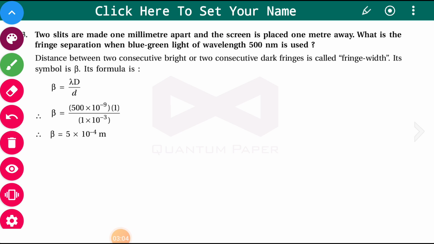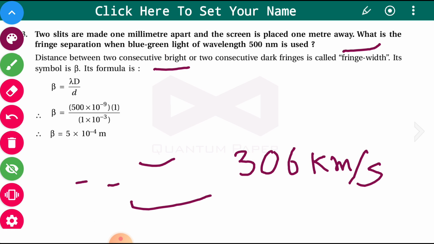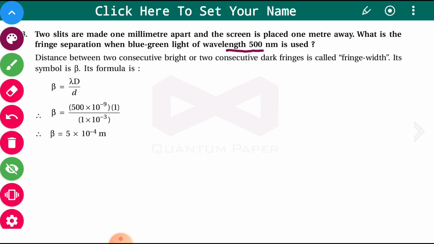Now example number 10.3. Two slits are made 1 millimeter apart and the screen is placed 1 meter away. What is the fringe separation when blue green light of wavelength 500 nanometer is used? So the light used has wavelength 500 nanometer. Now the separation is lambda capital D upon small d. Just we have to place the value. Lambda is 500 into 10 raised to minus 9.